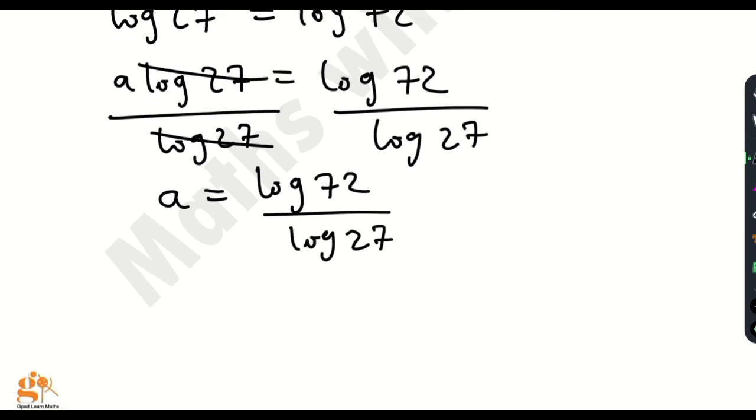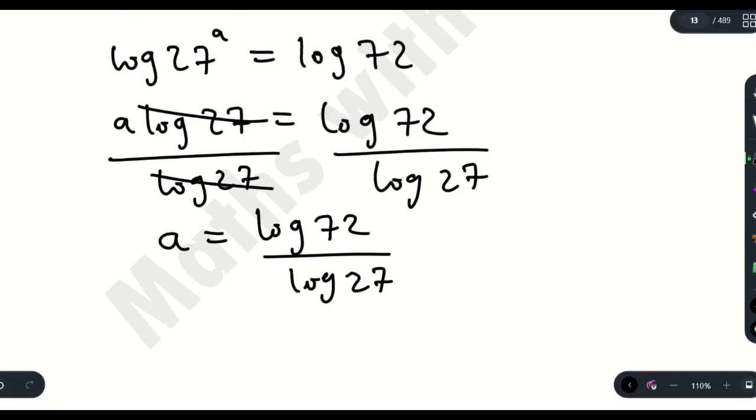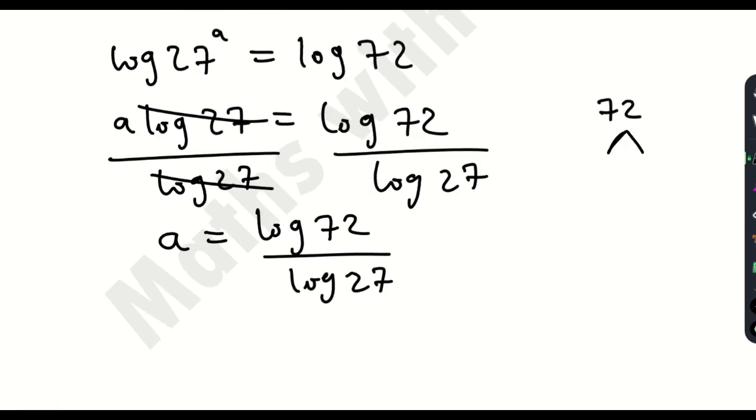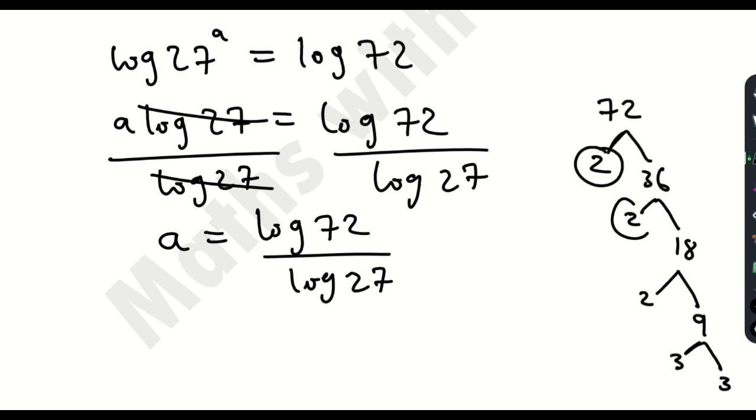Now I'm going to express 72 and 27 as a product of prime factors so that I can simplify this further. Now for 72, when you break it down, you're going to have 2 times 36. If you break 36, you have 2 times 18. You can break 18, you have 2 times 9. And when you break 9, you have 3 times 3. So what do you have? 2 times 2 times 2 times 3 times 3.